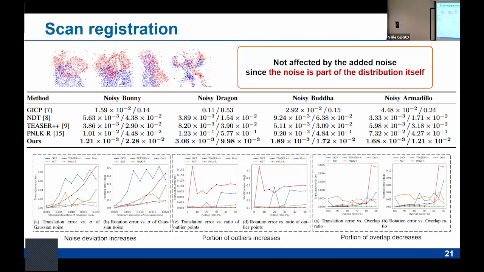Like for example, this well-known TEASER++. It is sensitive to the portion of overlap. When the portion of overlap decreases, TEASER++ is still the best one, because it is optimized to handle a minimum overlap. But it is not better than ours in the other simulations.